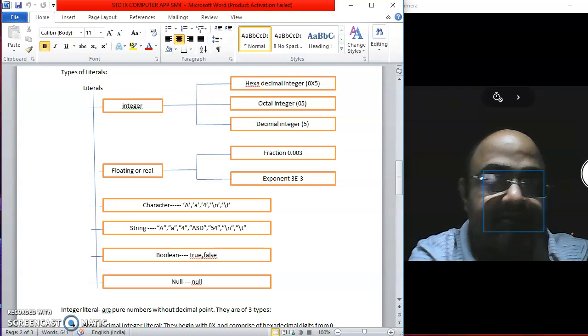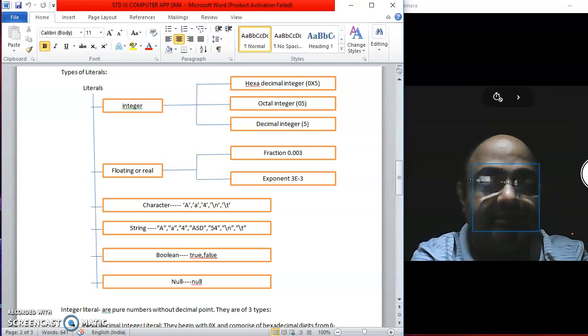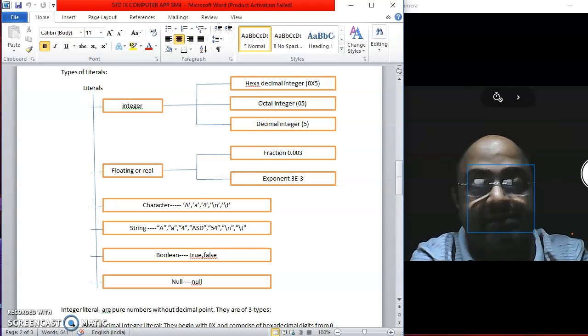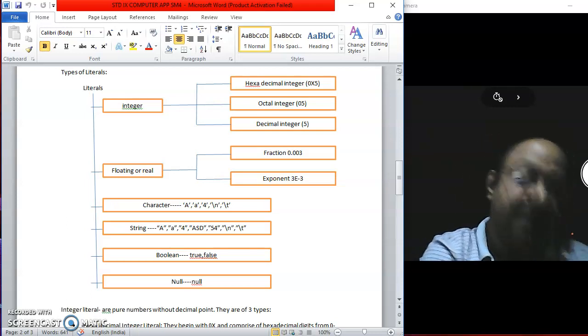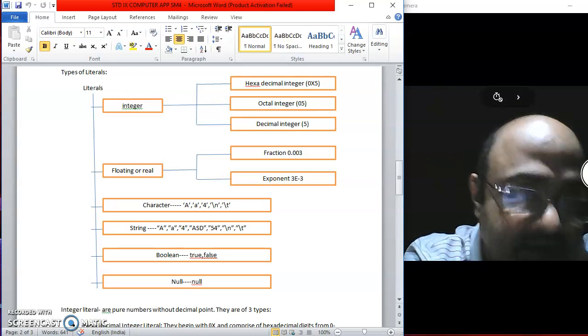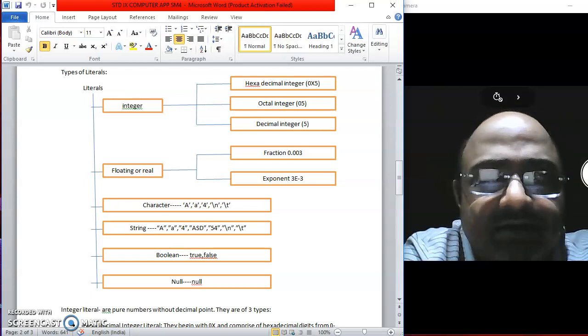You can see there \n and \t are included here also. Next comes Boolean. Now, Boolean literal means Boolean data. Now, what do we understand by Boolean?